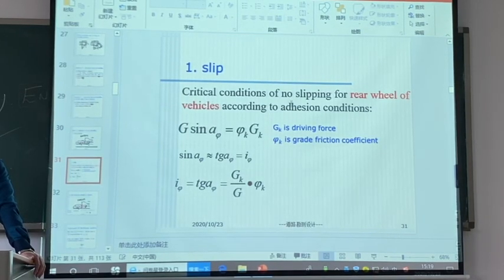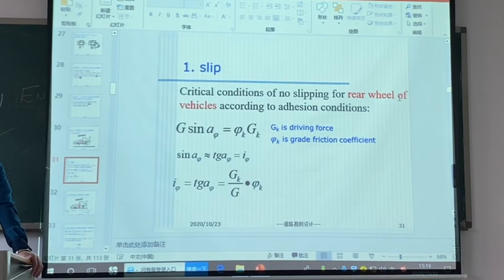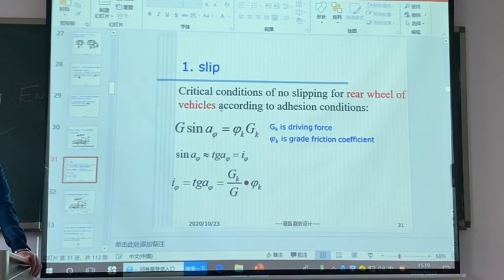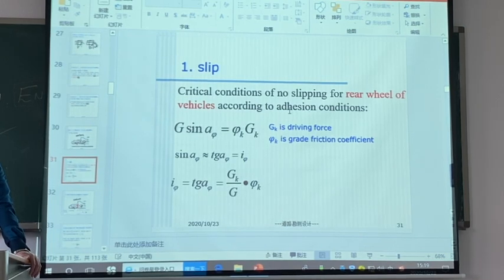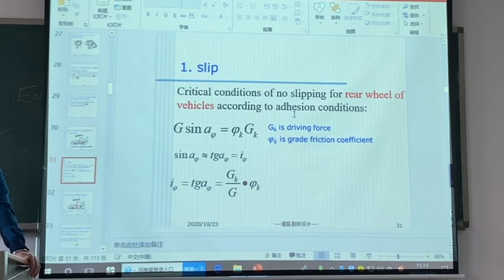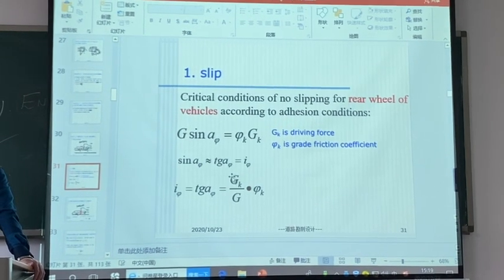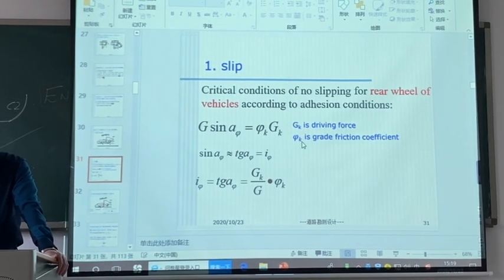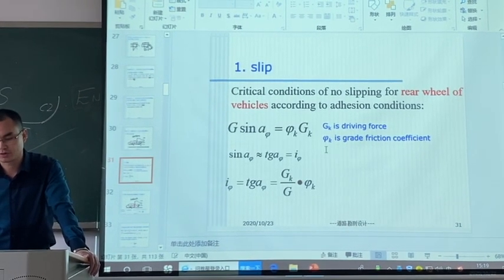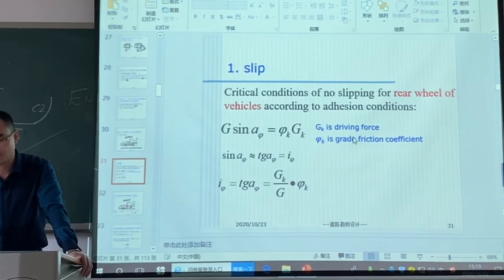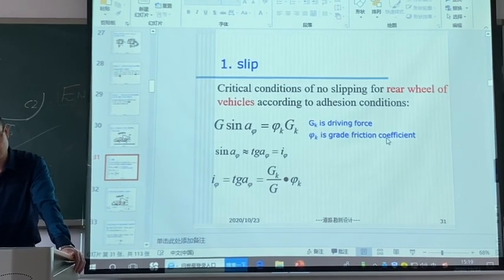Practical conditions of slipping for the rear wheels of vehicles according to adhesion conditions. Adhesion. GK is driving force. Cosine K is grade friction coefficient.